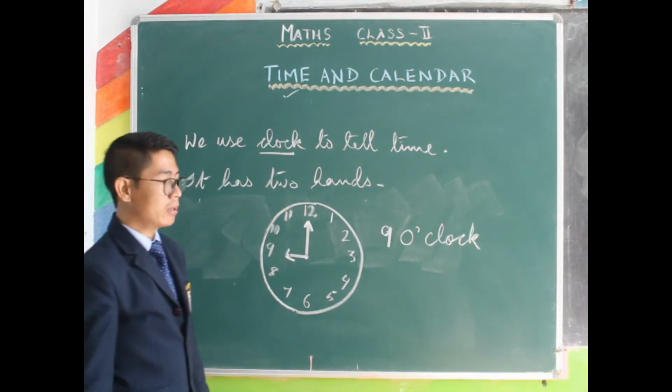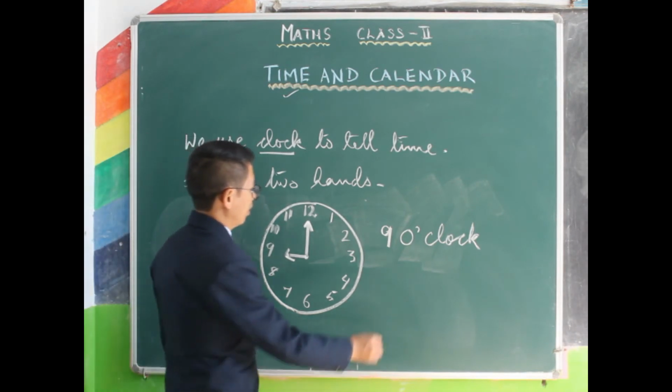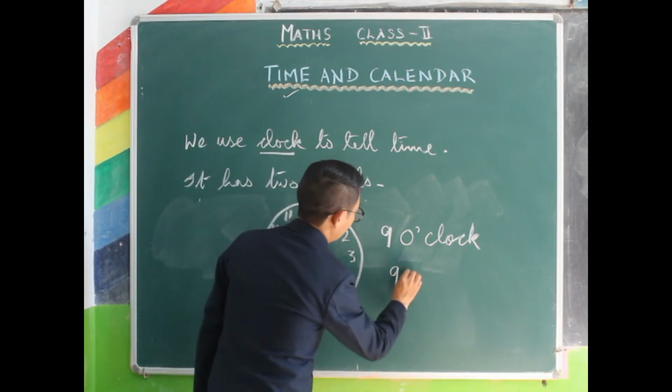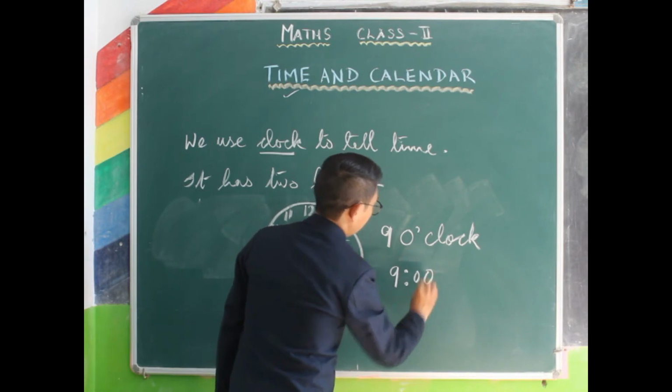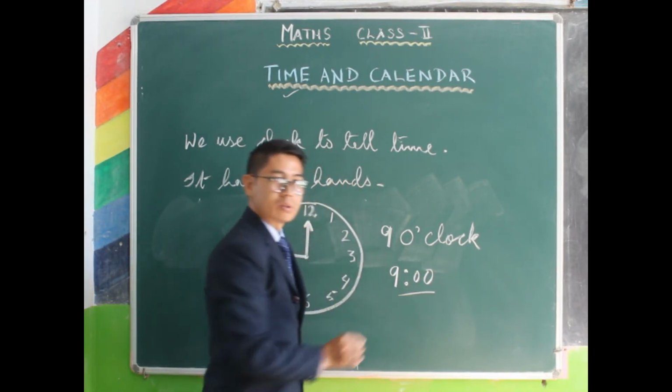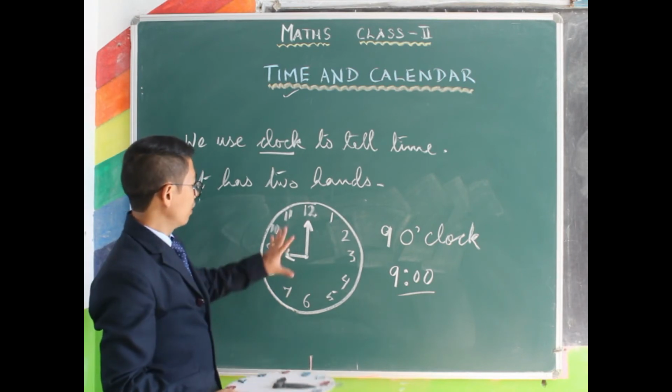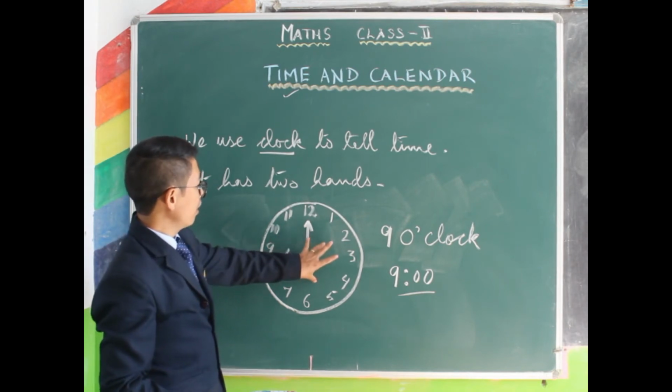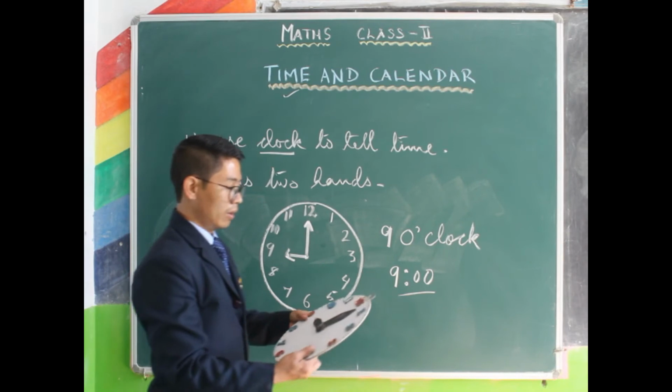Okay, it is exactly 9 o'clock. Or in number you write like this, 9 o'clock. Okay, so the clock is now showing 9 o'clock.